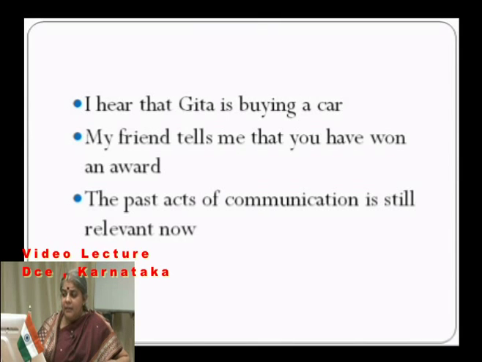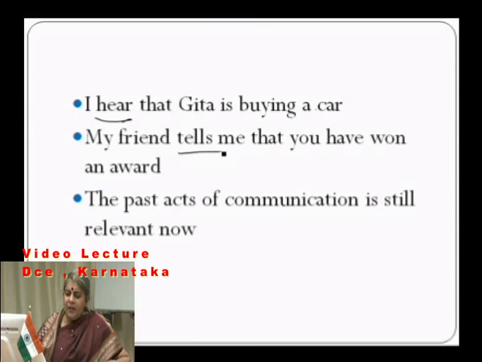I hear that Geeta is buying a car. Where is the verb? Here. Now this is an activity which refers to an act of communication. I hear that Geeta is buying a car. My friend tells me, where is the verb? Tells me that you have won an award. The verb here, the verb tells in these sentences, refers to acts of communication which took place in the past.